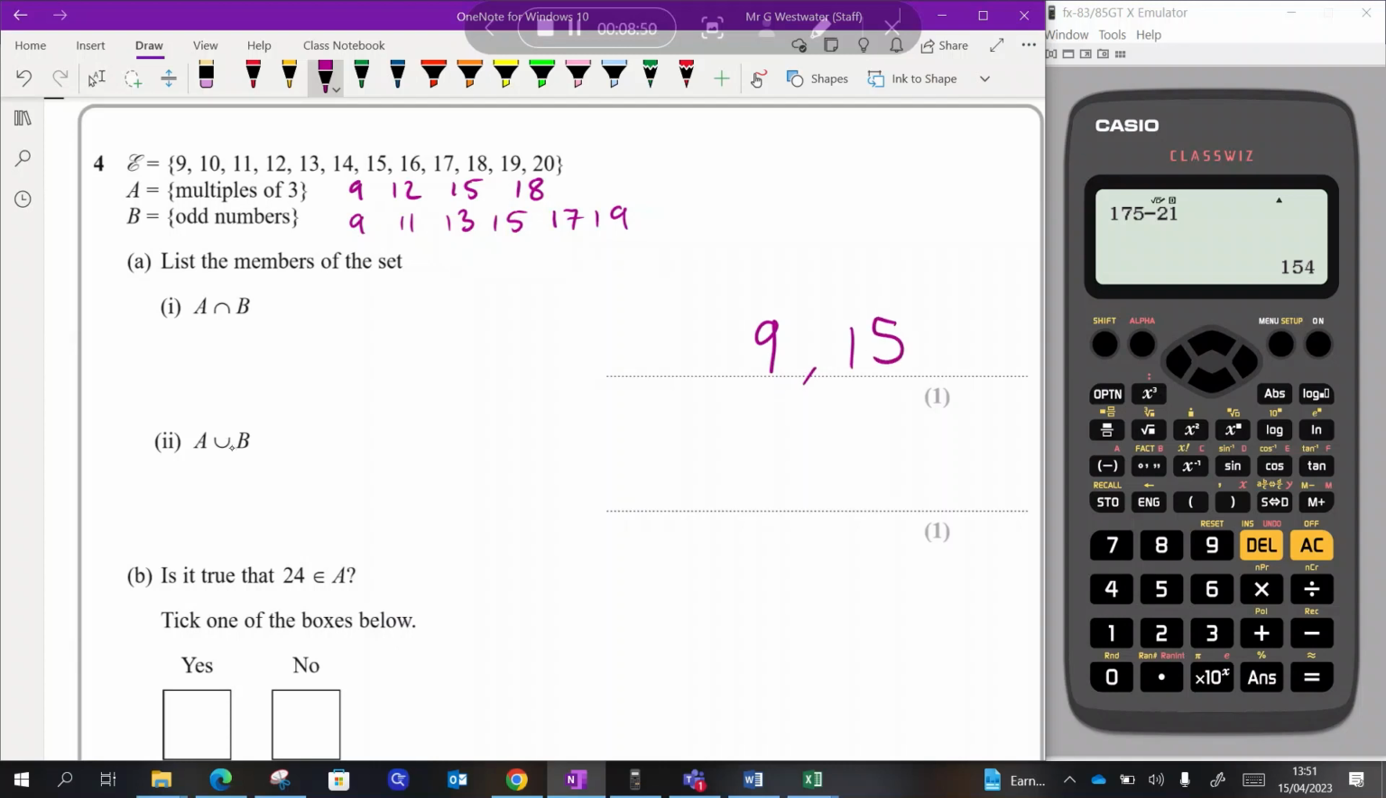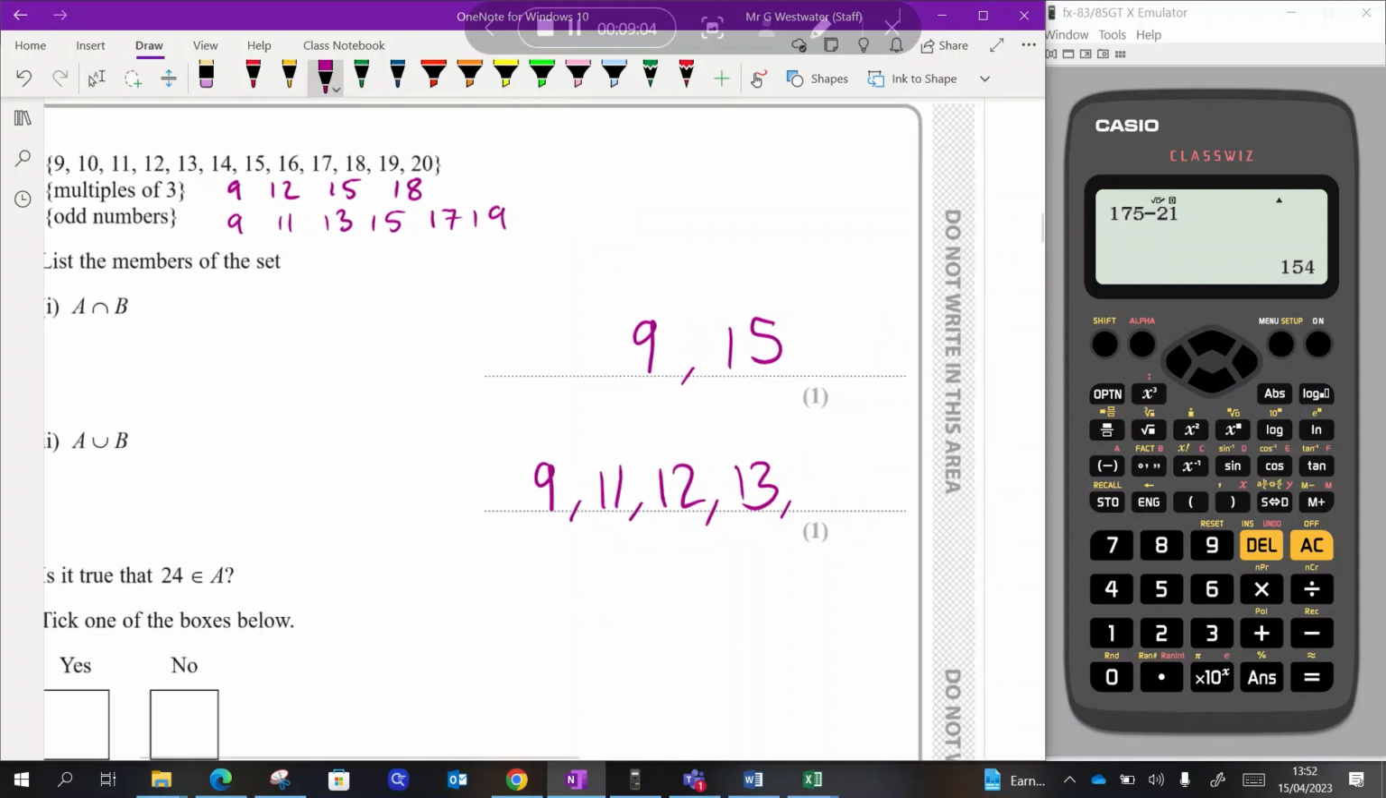Okay. Now the union is anything that appears in either of these. So 9, 11, 12, 13, I'm just working up in order, 15, and then 17, 18, 19. Again, I've misjudged the amount of space I've actually got for this. 17, 18, 19. Okay.